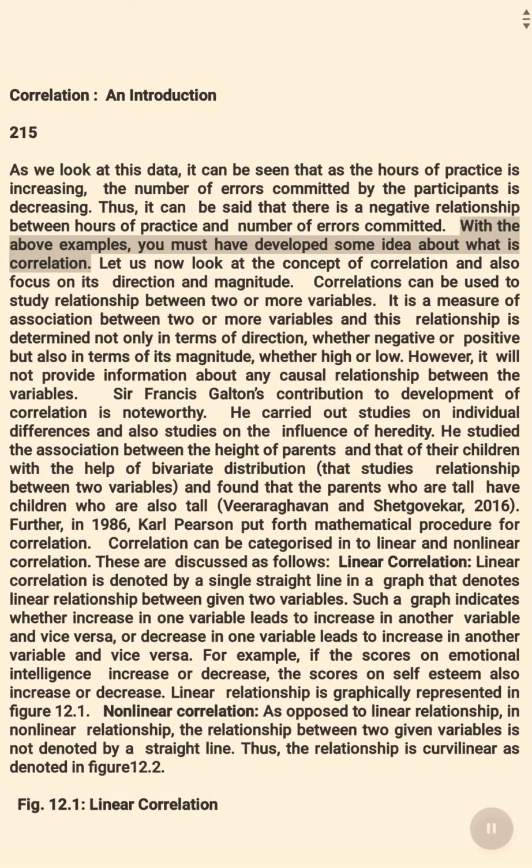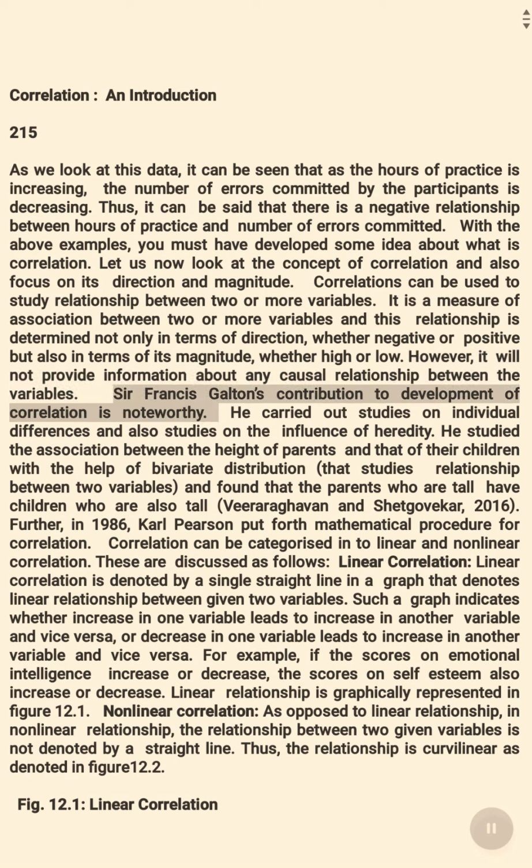With the above examples, you must have developed some idea about what is correlation. Let us now look at the concept of correlation and also focus on its direction and magnitude. Correlations can be used to study relationship between two or more variables. It is a measure of association between two or more variables, and this relationship is determined not only in terms of direction, whether negative or positive, but also in terms of its magnitude, whether high or low. However, it will not provide information about any causal relationship between the variables.